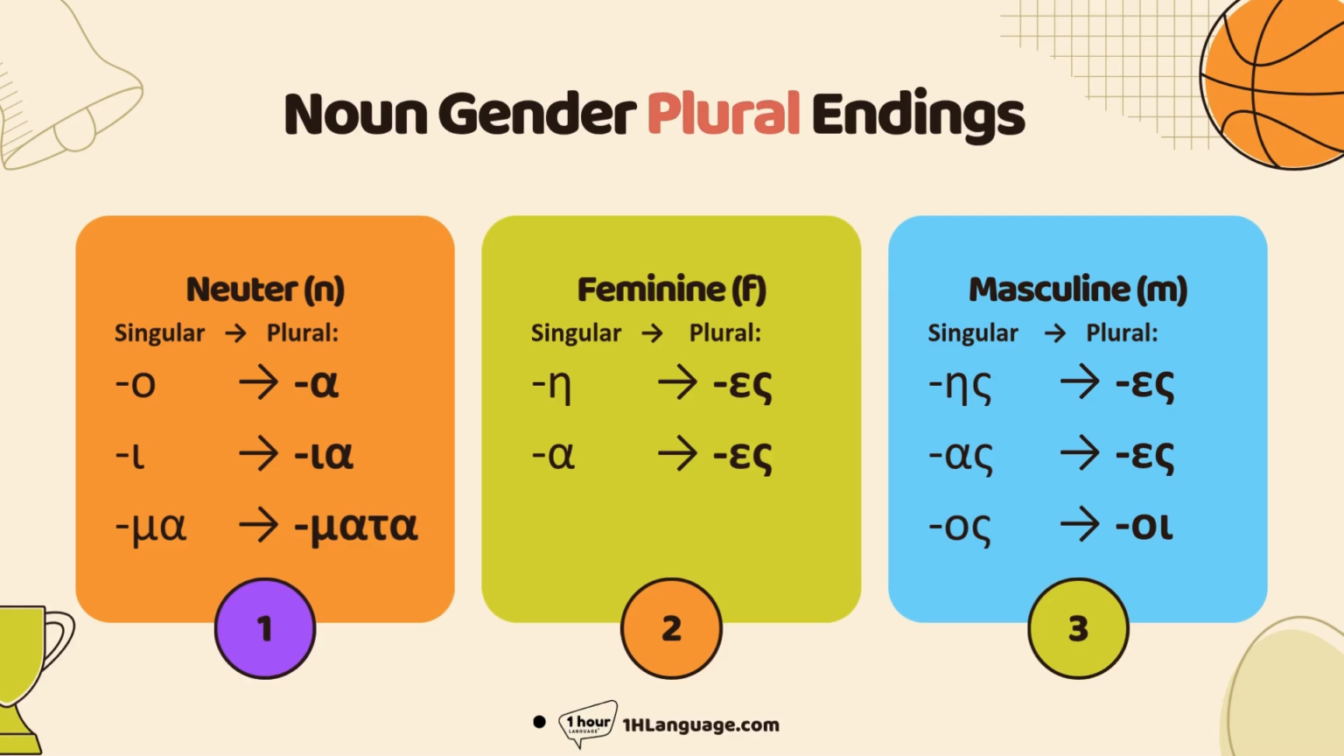Let's take a look at the feminine endings. When a word ends in i, you change the i to s. When the word ends in a, you change the a to s. And now the masculine. If the word ends in is, you change the is to s. If the word ends in as, you change the as to s. If the word ends in os, you change the os to i.